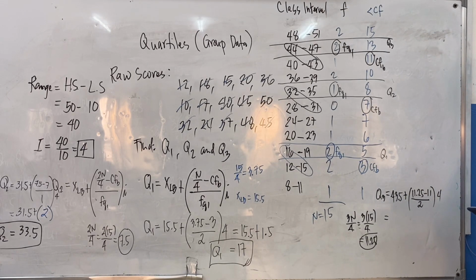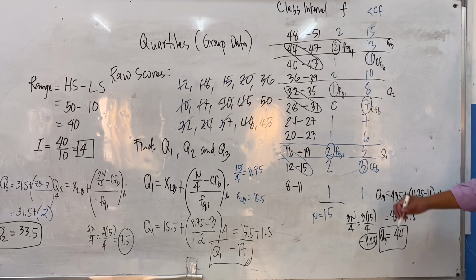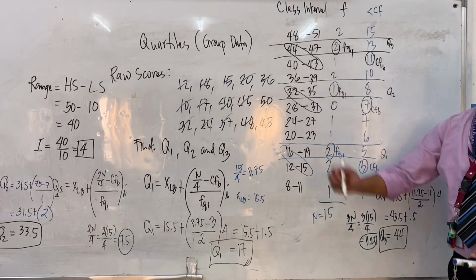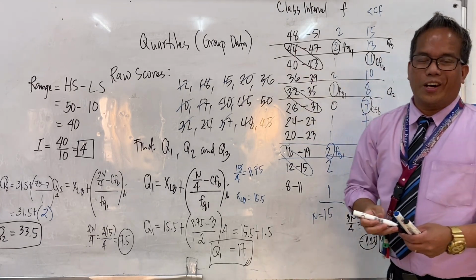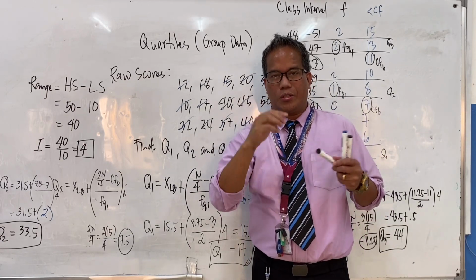0.25 divided by 2 equals, times 4 equals. Okay, so 43.5 plus 0.5, then this equals to 44. So that will be your Q3. Okay, so let us check. Okay, 44. So it's here. Okay, so that is how to compute quartile using group data.